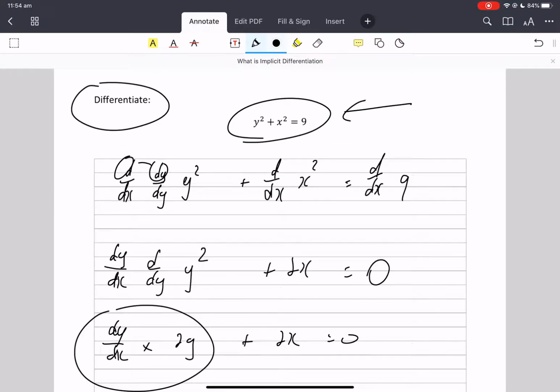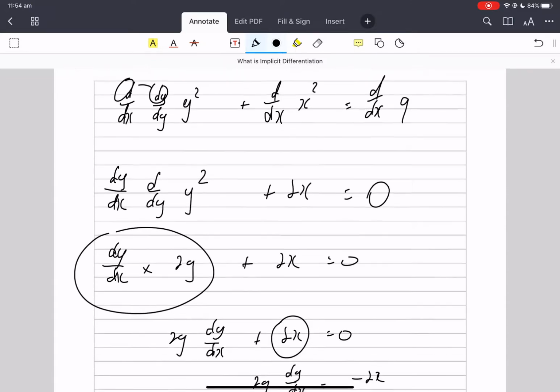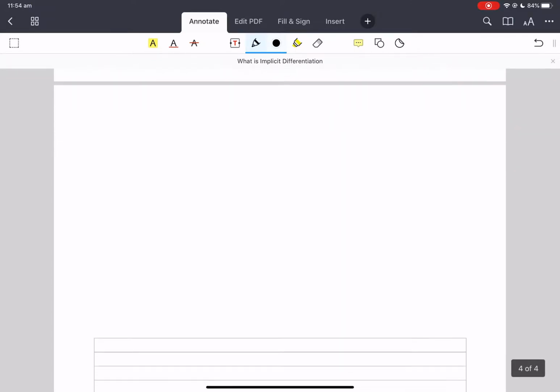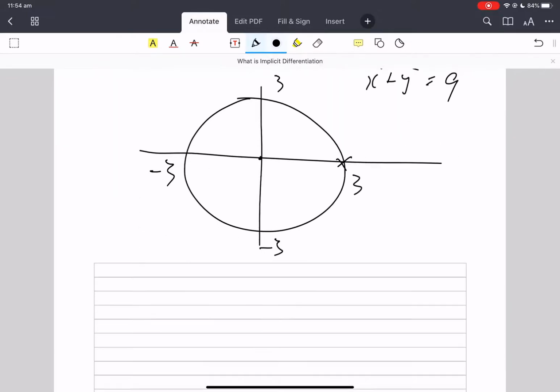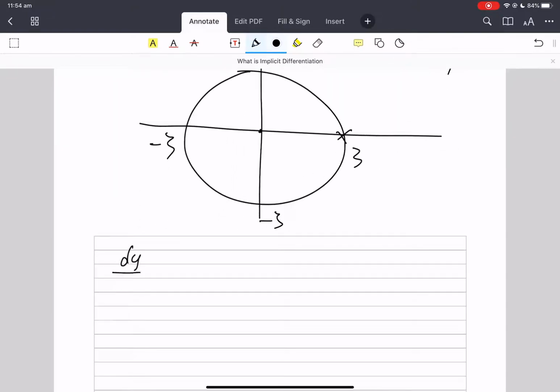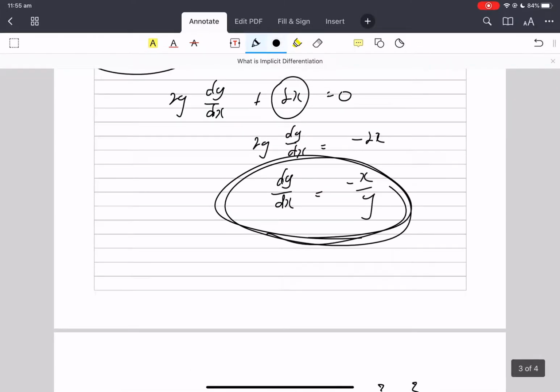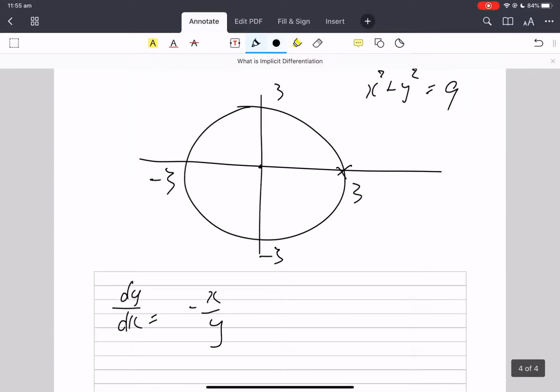Hey, what is that function? You would recognise that as a circle. So let's just, it was 9, wasn't it? So that would be 3. x squared plus y squared equals 9. There's my function. And I was told my gradient function is minus x on y. What's this? Minus x on y.